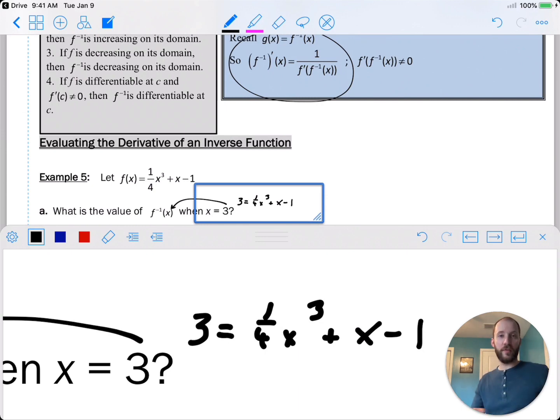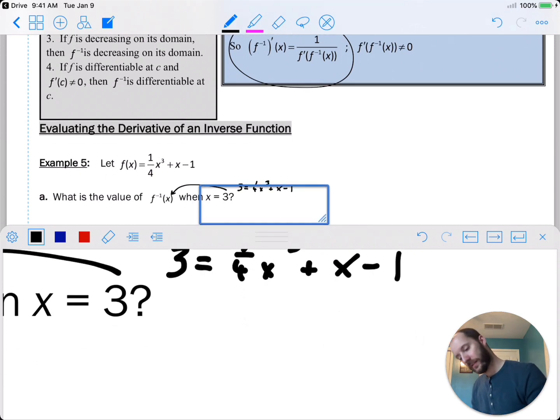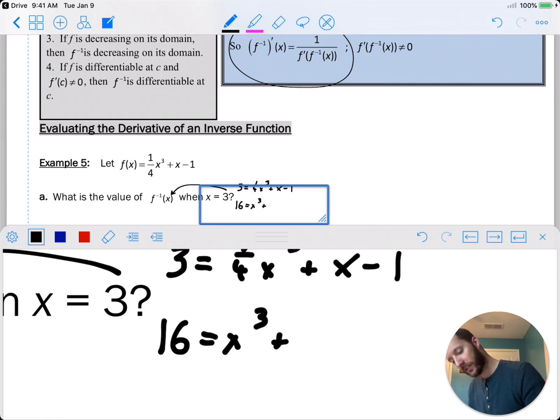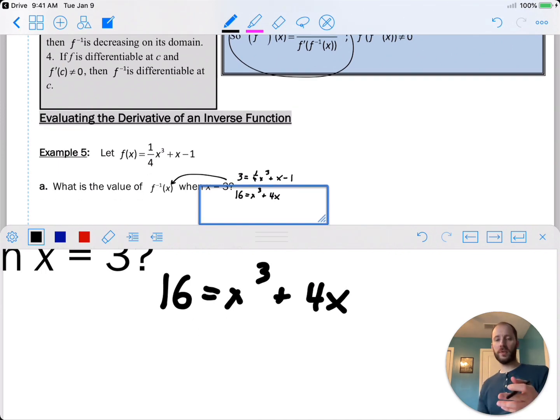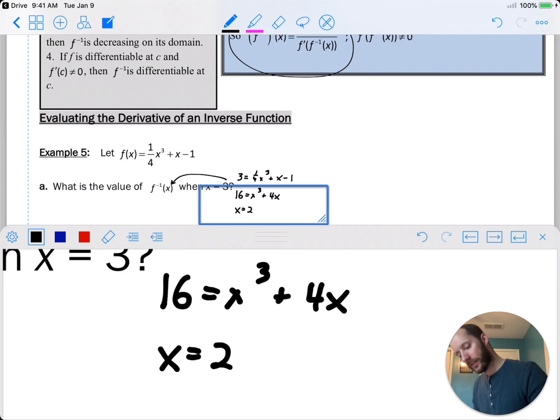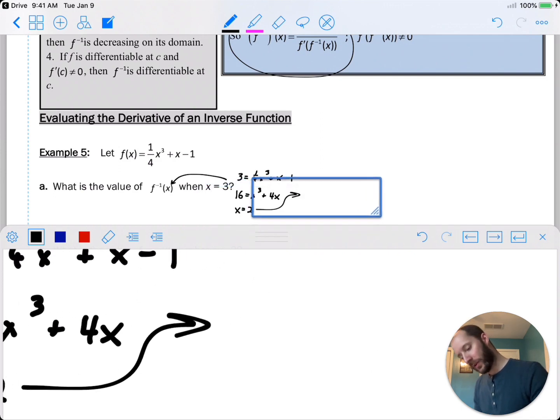So our y value for our original f of x is 3. Solving that, add 1 over, multiply by 4. So 16 equals x cubed plus 4x. One number cubed plus 4 times that number is 16. Pretty small number. It's going to be 2. So f of 2 equals 3.